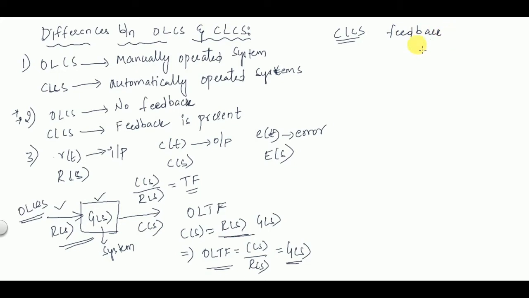So there is a feedback mechanism. This feedback mechanism is again of two types: one is positive feedback and the other is negative feedback. We'll have different characteristics for positive and negative feedback. Negative feedback is used in amplifiers and positive feedback is used in oscillators. So these are the differences between negative and positive feedback.